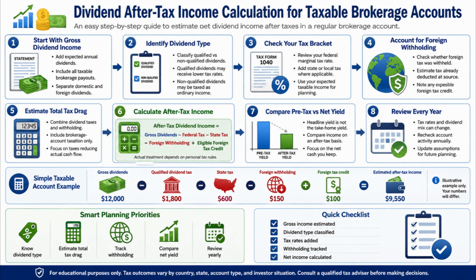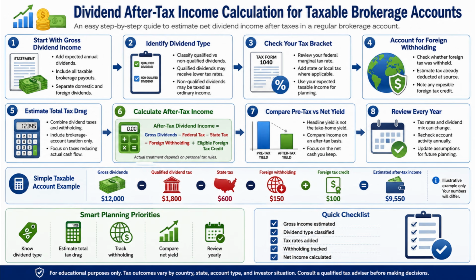After that, estimate your total tax drag. Tax drag means the total reduction in your dividend income caused by taxes and withholding. Combine the dividend tax, state or local tax where applicable, foreign withholding, and any brokerage account taxation that directly reduces your actual cash flow. This gives you a more realistic view of your dividend income after all major tax effects.